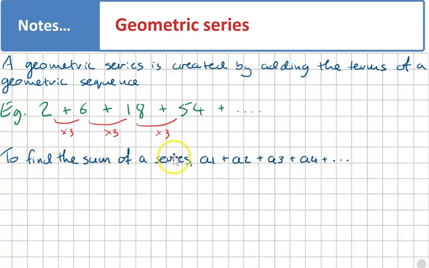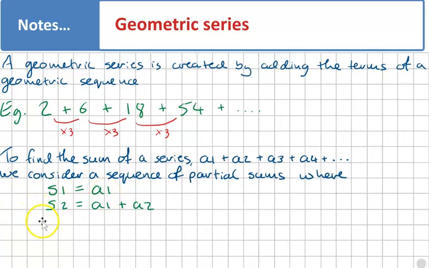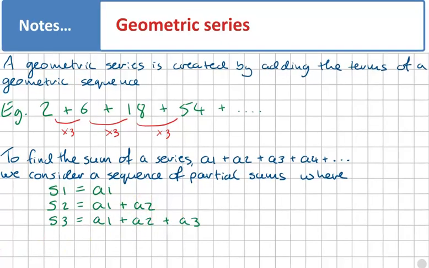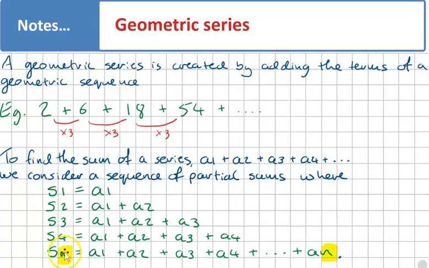And to find the sum of a series, A1 plus A2 plus A3 plus A4 plus ..., we consider a sequence of partial sums where S1 is equal to A1, S2 is equal to A1 plus A2, S3 is equal to A1 plus A2 plus A3, S4 is equal to A1 plus A2 plus A3 plus A4, and Sn is equal to A1 plus A2 plus A3 plus A4 plus ... up as far as An, whatever the last term is.